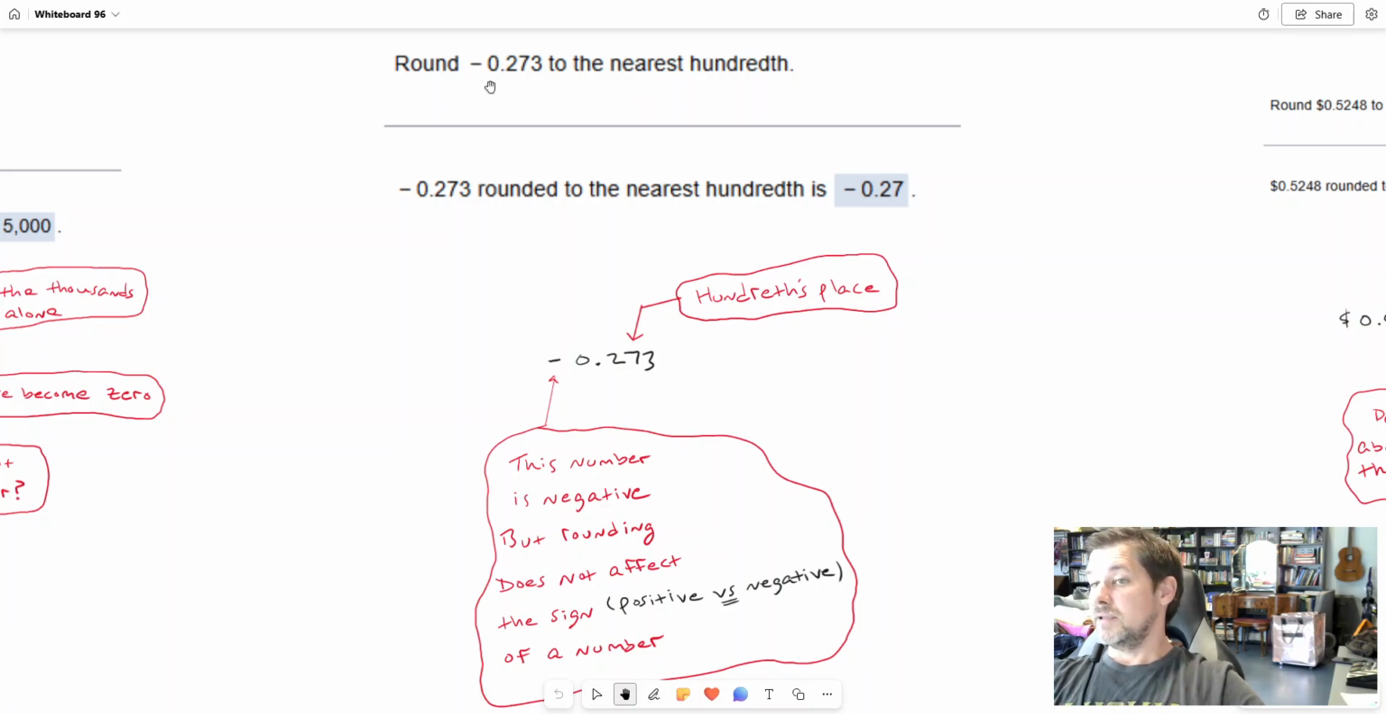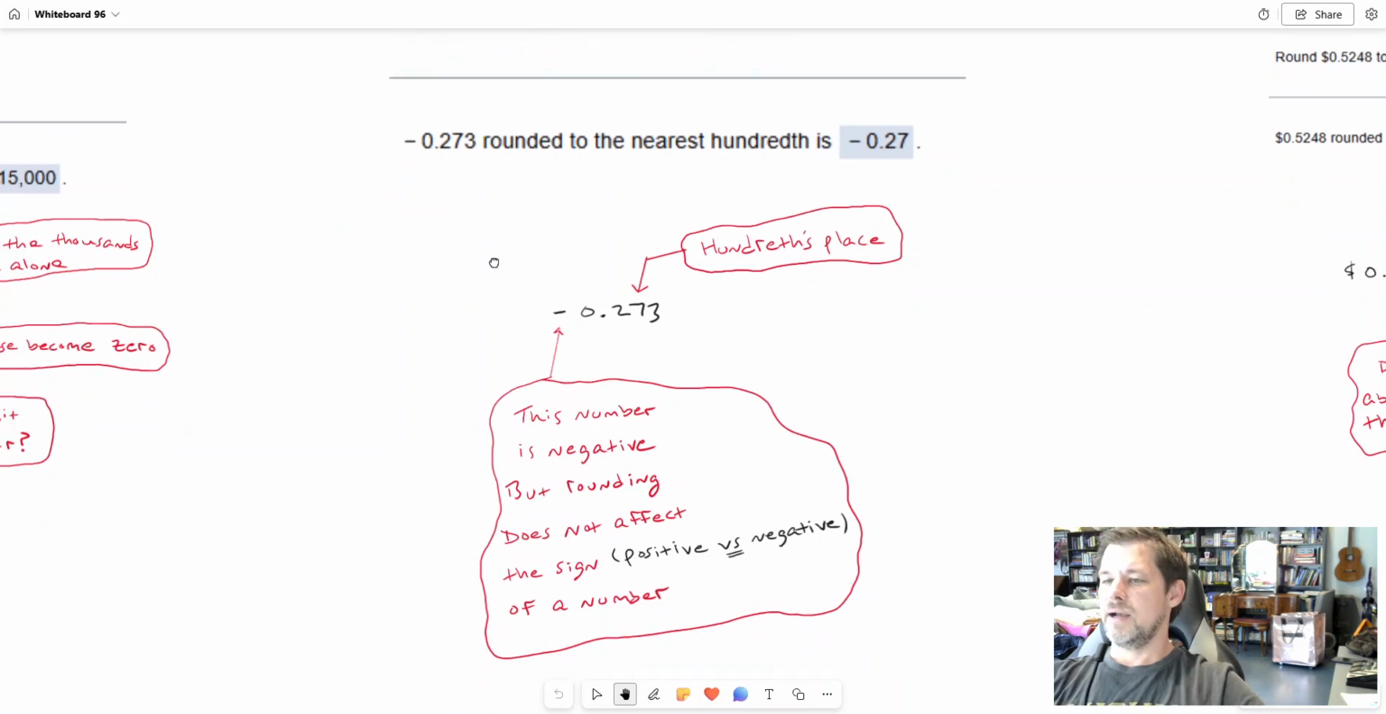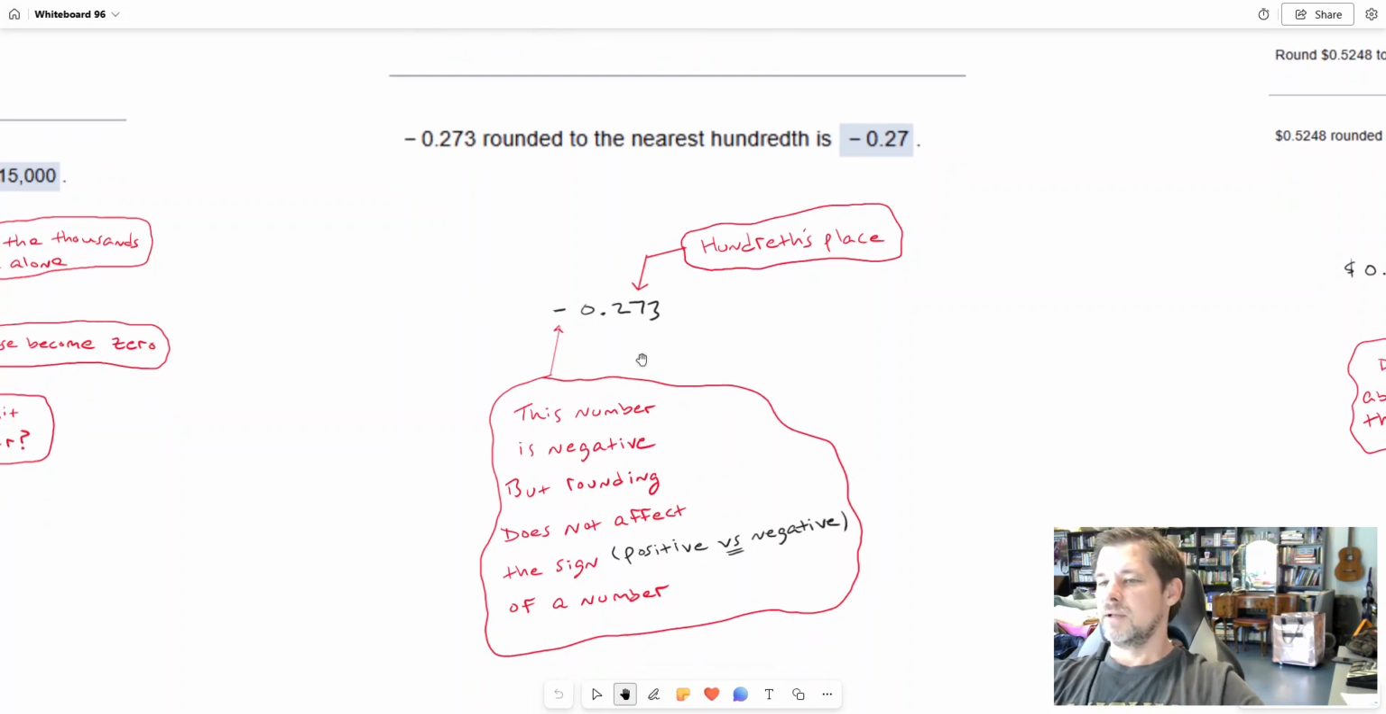Round negative 0.273 to the nearest hundredth. Okay, so I noticed that this number is negative, but rounding doesn't affect whether a number is positive or negative. It has nothing to do with it. So if we have a negative number and we round it however we do, it's still going to be a negative number. That's not going to change. Okay, so it has nothing to do with it.